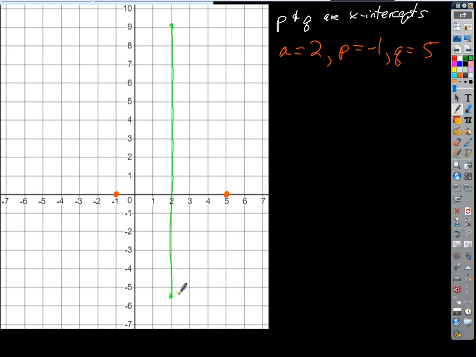And if it's hard to see on there, what if it doesn't fall in a convenient place? All you do is average the two x values of the x-intercepts, right? So we know that h has to just equal (p plus q) over 2. We're averaging p and q. So that would be -1 plus 5 over 2 is 4 over 2 is 2, right? So we know h is 2.